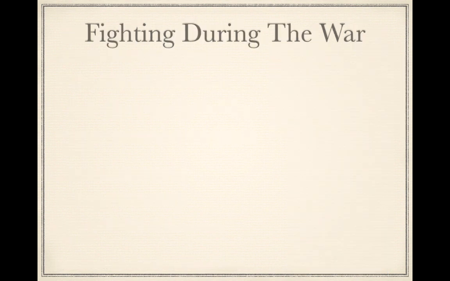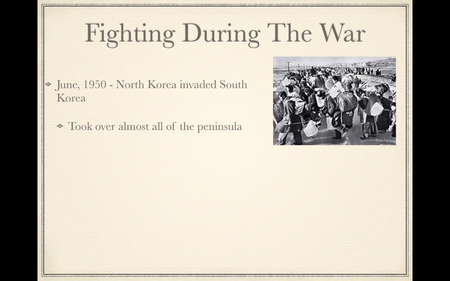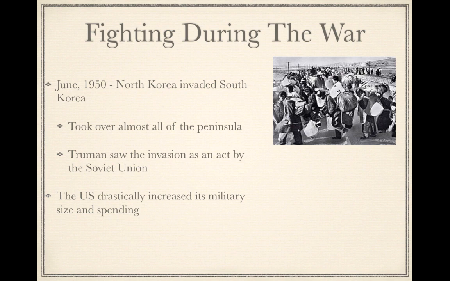Now let's go to fighting during the war. In June 1950, North Korea invaded South Korea, and they took over almost all of the Korean peninsula. Truman saw this invasion as an act by the Soviet Union, and he wanted to stop it. So the U.S. is drastically going to increase its military size and spending, and this was done through NSC 68, or National Security Council 68. This was a memo that said the U.S. should increase its spending to fight communism.